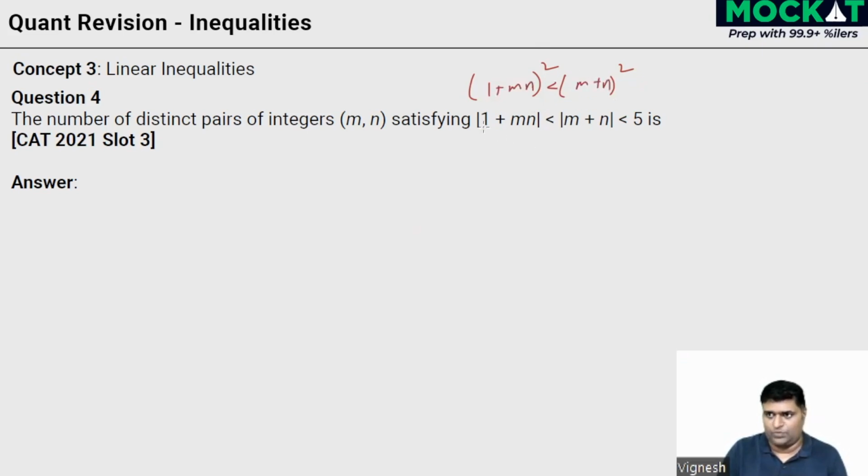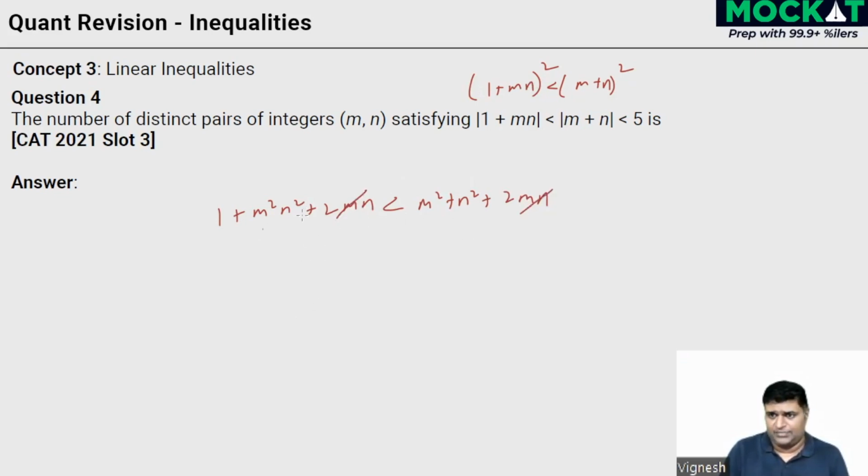Once again, this output is positive, this output is positive. If I'm going to square both of them, 1 plus mn, the input might have been negative. But when I'm squaring also, it's going to be positive only. The inequality will remain. So what is 1 plus mn the whole square? I'll write that down over here. 1 plus m square n square plus 2 times mn, right? Is less than m square plus n square plus 2mn. And then see where it goes, right?